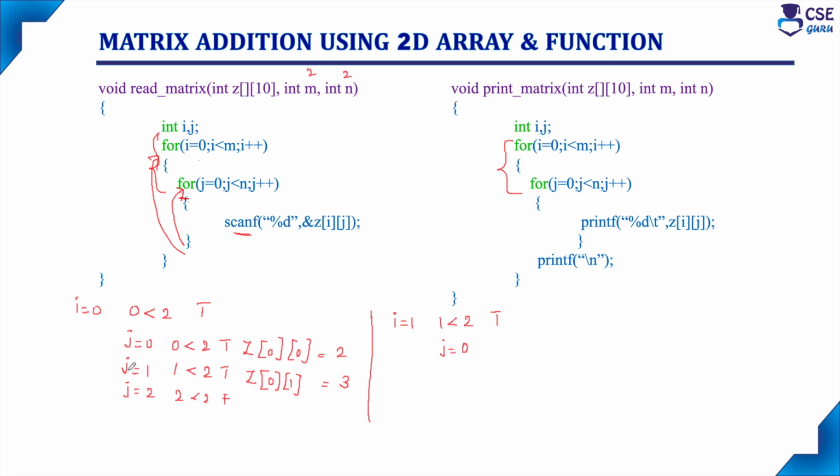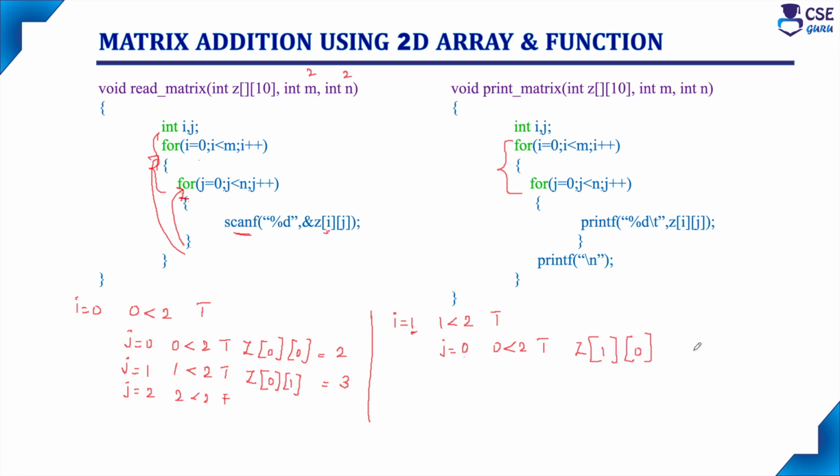Keep in mind, this iteration is already over. After execution, the for loop exits. Okay. Now, this is a fresh iteration of the j for loop. So here, j equal to 0. Check the condition: 0 less than 2. Condition is true. Then, z of, now the i value is 1. i gets incremented. Okay. z of 1, j value is 0.